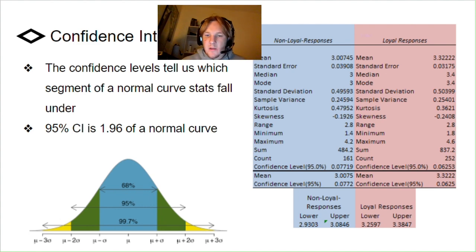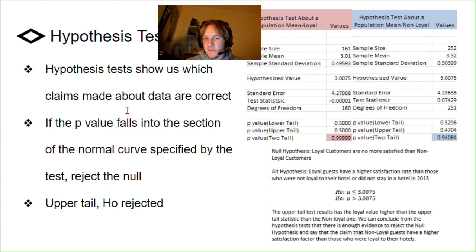Moving to hypothesis testing, our null hypothesis for this would be that loyal customers were no more satisfied than their non-loyal counterparts for those who stayed at the hotels. We ran t-tests, and for the p-values of those t-tests, we wanted to look at upper tail, and we have our 2 tail values here. With this, we can see that the loyal customers had a higher upper tail p-value of 0.5, and then the non-loyal customers had that of a 0.47.